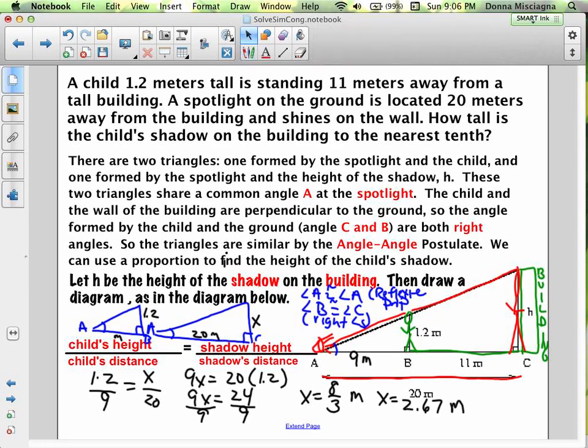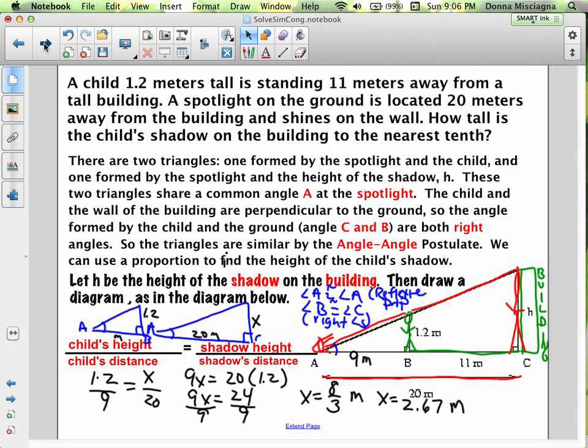And that makes sense. It should be more than the child because the shadow is farther away. It is going to be taller, right? The light's going to keep on going. It's going to hit the child, and then the shadow is just going to follow that same line, and it's going to be taller, because the light is coming from below. It's going to make that shadow taller. And so our answer makes sense.